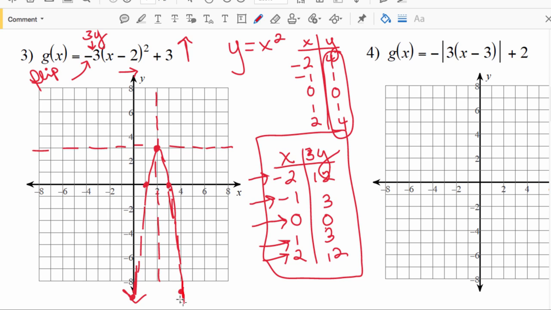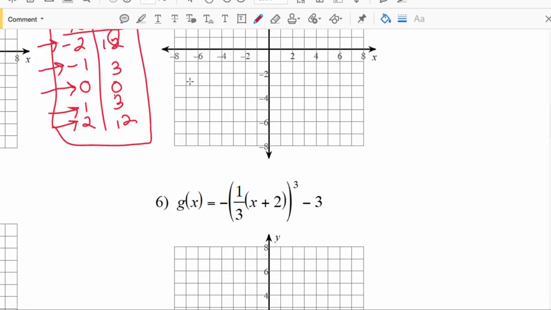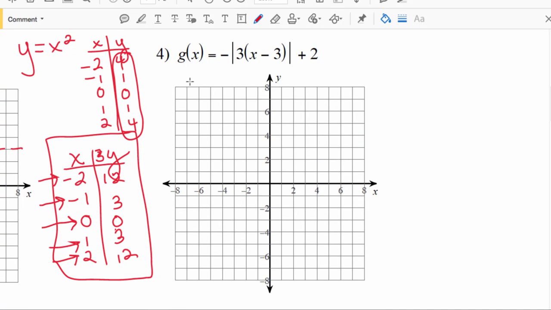It's going to pull our graph down and make it nice and narrow. And then for number 4, we have the parent function as y equals the absolute value of x. Let's go ahead and draw that table in again.